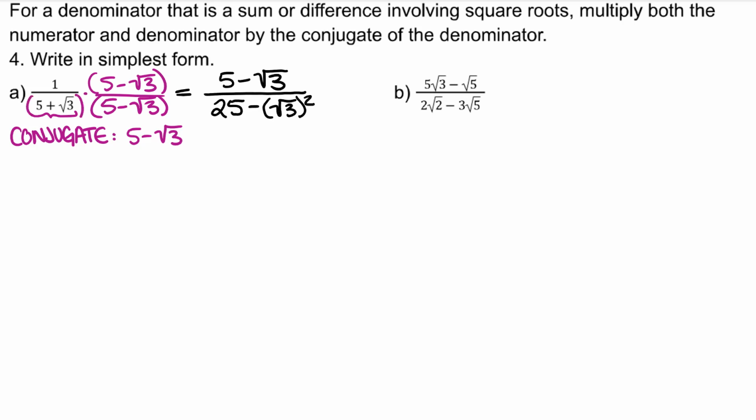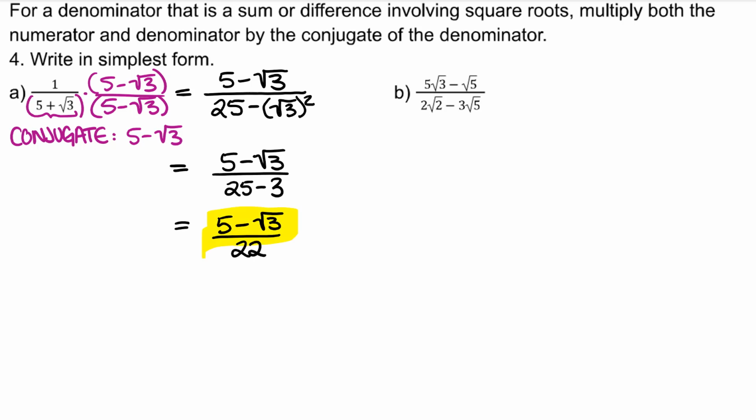Remember, when you multiply by a conjugate, that's just difference of perfect squares, which will multiply to become a squared minus b squared. Part B is a little trickier. Try it out on your own if you want, or just watch me do it.